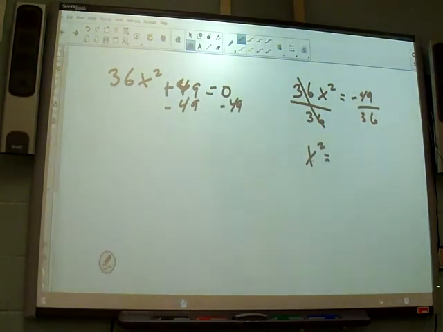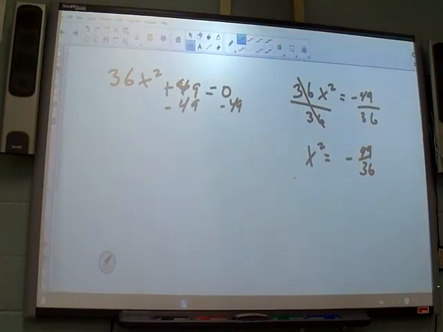So if you just have x squared left, that means at some point you're going to have to take a square root. But look at this division problem that I've got on the right side. If I'm thinking about taking a square root, aren't both those numerators and denominators perfect squares? Yes. So I'm going to leave that in the fraction like it is, because those are pretty perfect squares for me.